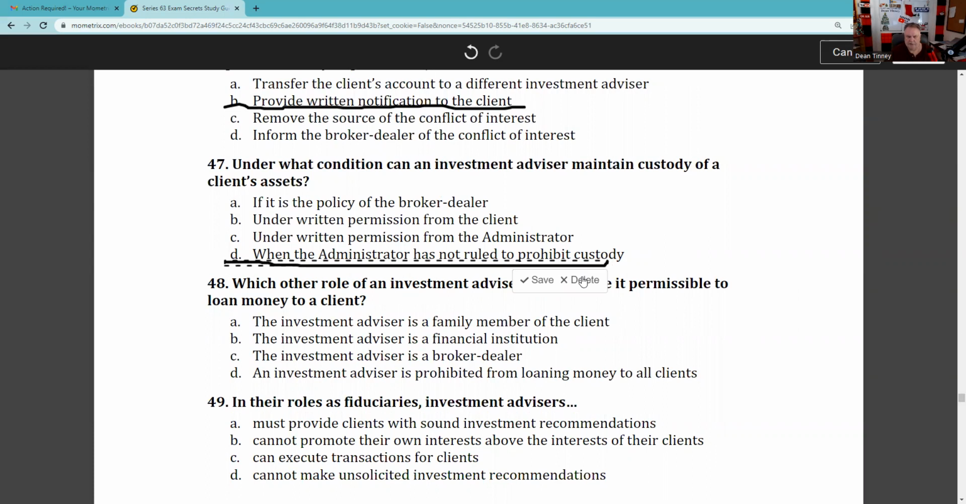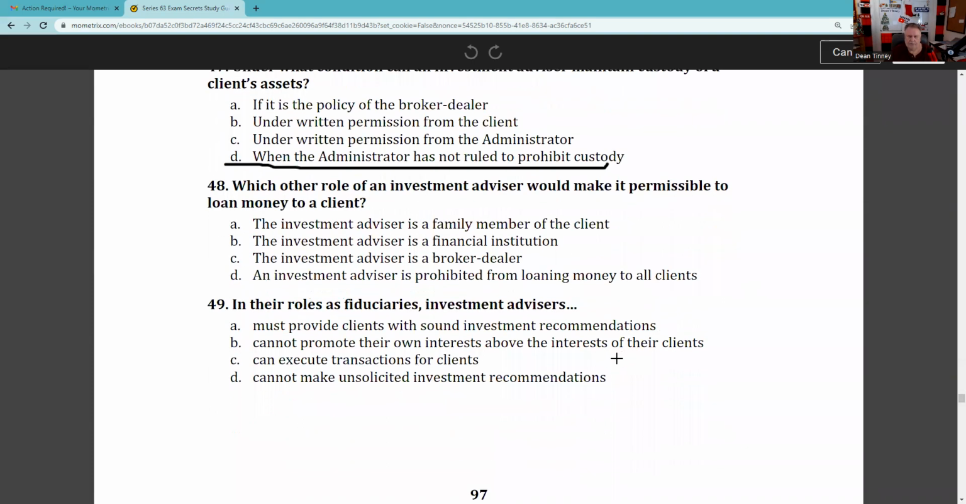It's the policy of the broker dealer? No, it's not about a broker dealer. It's about the investment advisor. With written permission from the client? No, it's always about the administrator, right? So some states, the administrators say, I'm not going to allow you to have custody. You're going to have to use a broker dealer to do that.